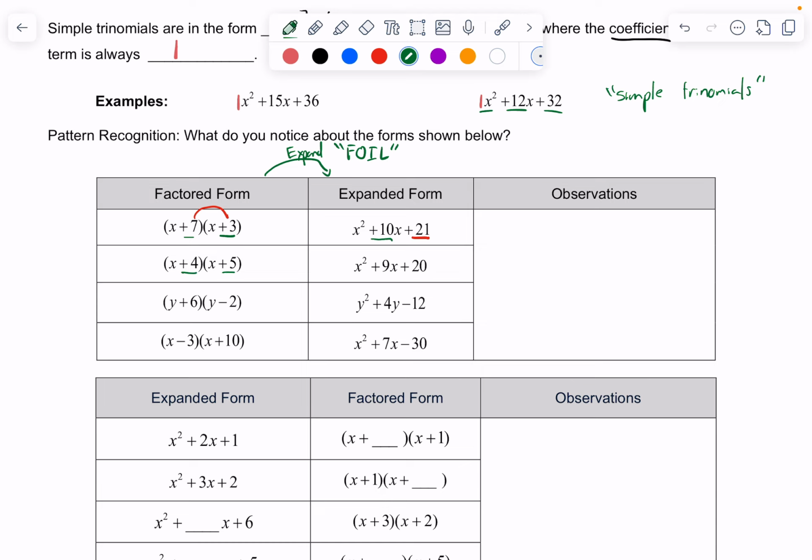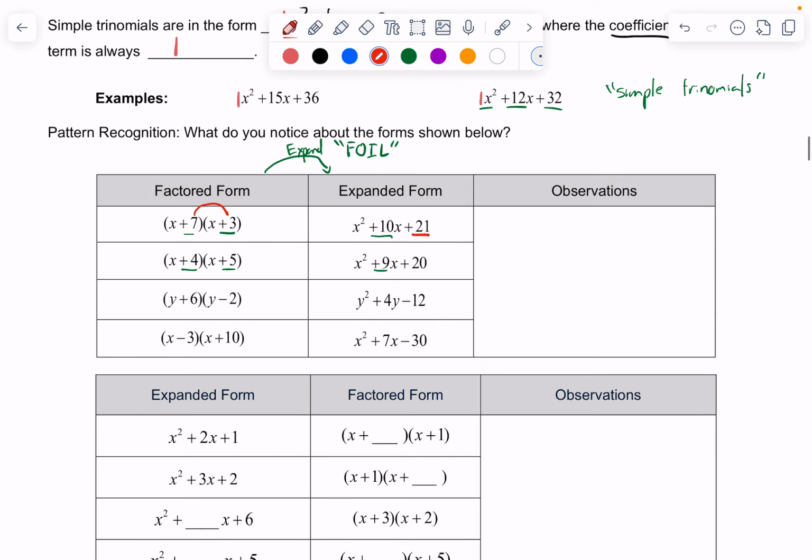4 and 5, when added together, give you the 9, and 4 times 5 gives you this 20. 6 minus 2 gives you positive 4. 6 times negative 2, keep in mind the negative on the 2, is how you get this negative 12 right here. Well, you also have 3, when added to negative 10, gives you negative 7. And then 3 times negative 10, you get negative 30.